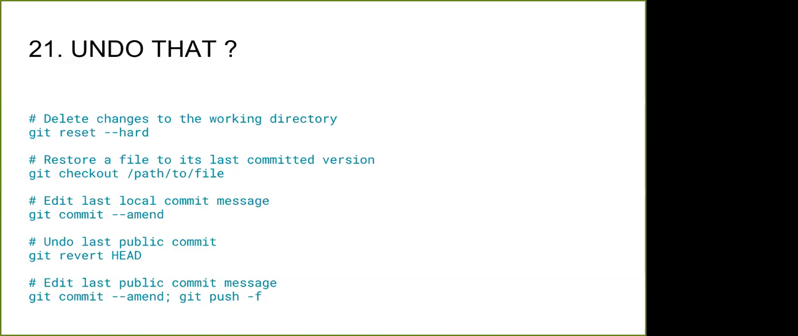Like the commit message, we provide it with git commit -m and a string as the commit message. But it is not only the message, you can also edit the code, and you can edit the message also by saying git commit --amend. And you can undo the last public commit by saying git revert HEAD. And you can edit the last public commit message also by saying git commit --amend, and then you can say git push -f, which means you are pushing by force.